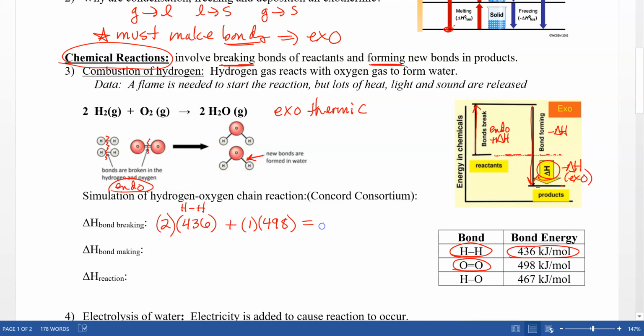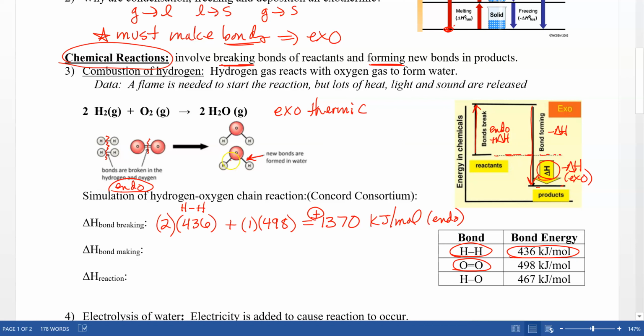Okay, and I got 1370 kilojoules per mole for breaking. And notice we know that's going to be endothermic. So I'm just going to put in that positive to be extra clear that I know that's a positive endothermic change there. Endo.